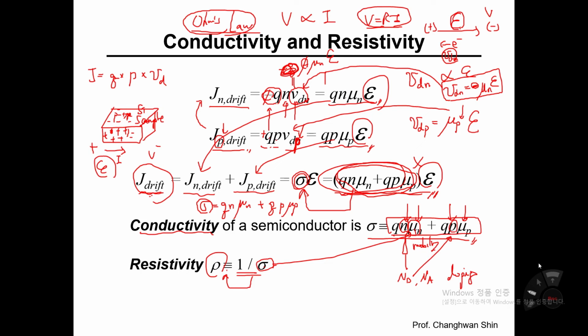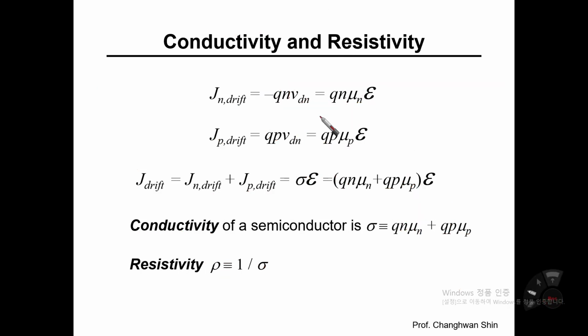Okay, now let's move on to Ohm's law. I said V is equal to resistance times I, and here current density J is defined as sigma times E. Well, actually these two equations are identical, really identical. Why is that? Let's do this.